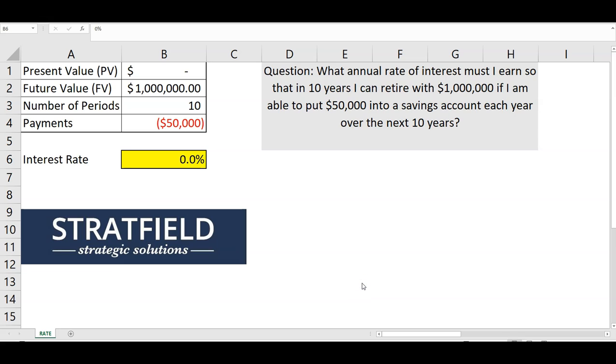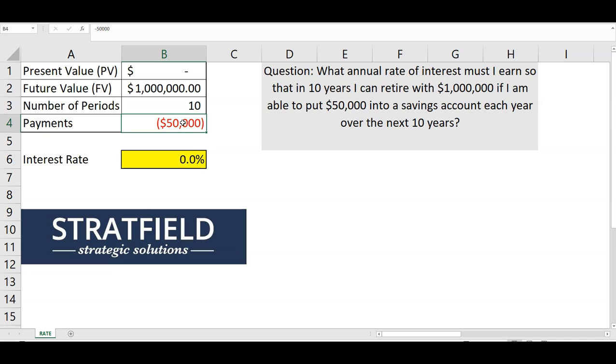So here we are in Microsoft Excel, and what I've done is come up with a question that might be asked. What annual rate of interest must I earn so that in 10 years I can retire with $1 million if I'm able to put $50,000 into a savings account each year over the next 10 years? So clearly, that doesn't say anything about having a present value today. There's nothing in the account. My future value, what I want to have, is $1 million. The number of time periods is 10 years, so there are 10 periods.